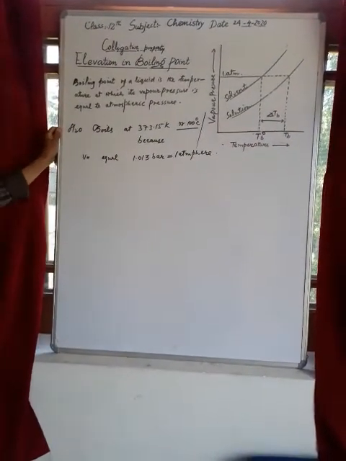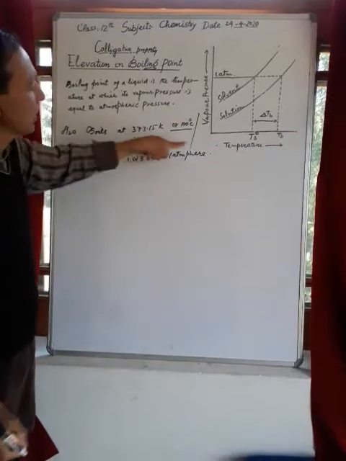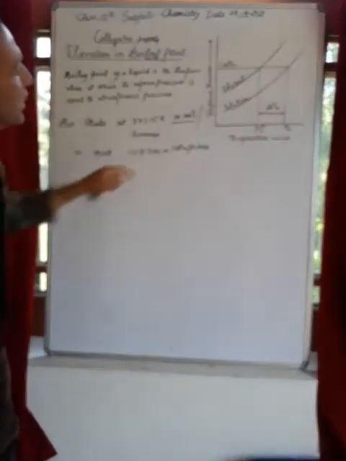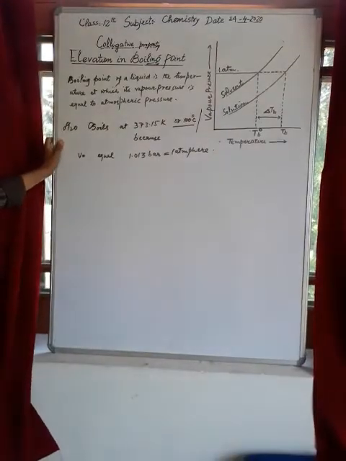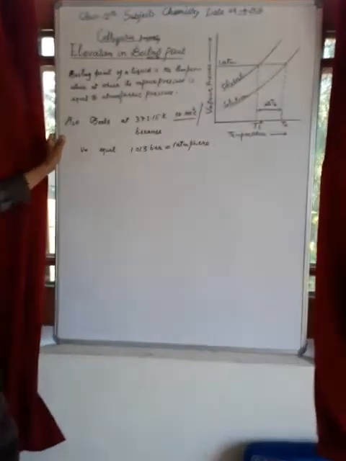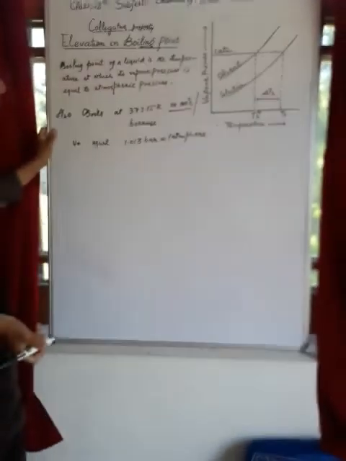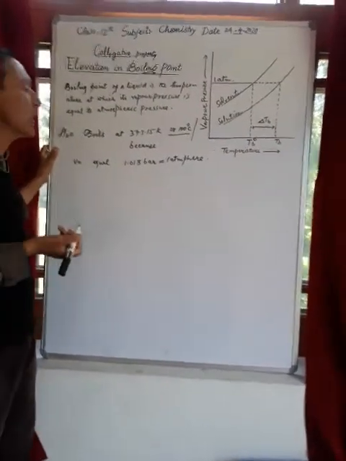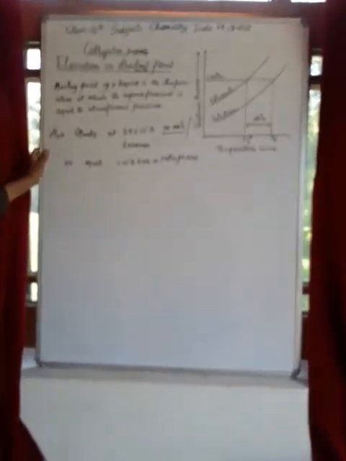Now, as we have read, the addition of a non-volatile solute to the solvent reduces its vapor pressure. When the vapor pressure is reduced, naturally its boiling point will increase.